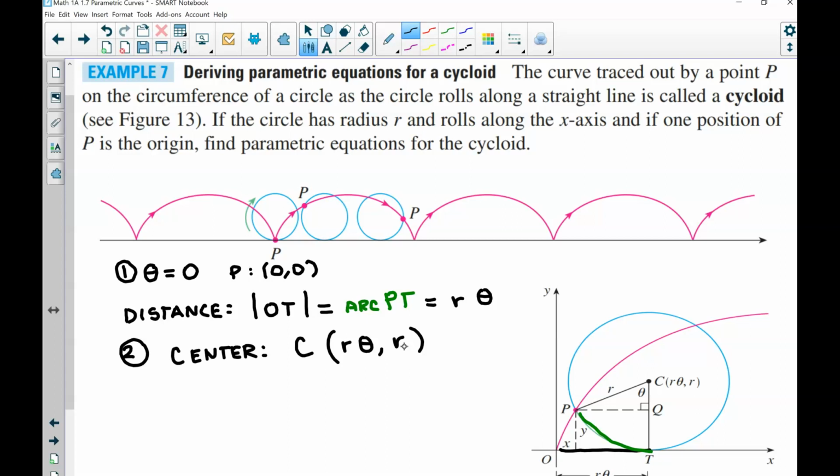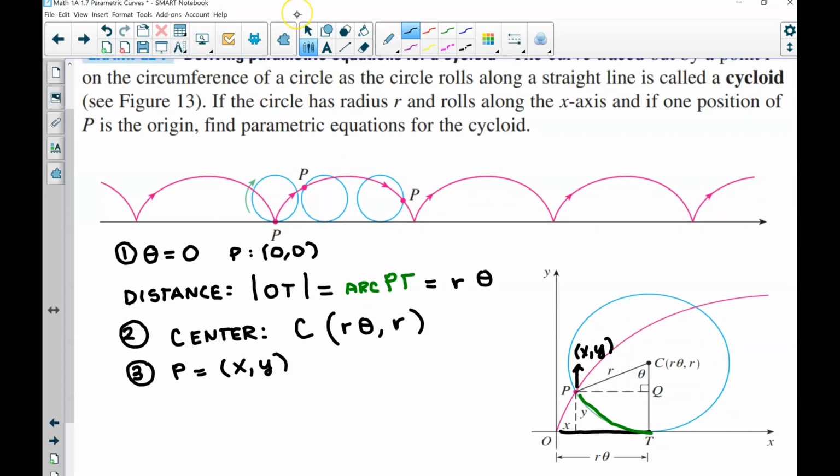Now let's consider the coordinates of P to be X and Y. So we're saying that this point for P, since they're arbitrary points, is going to be X and Y. So in part 3, we're going to let the point P represent the arbitrary point X, Y.